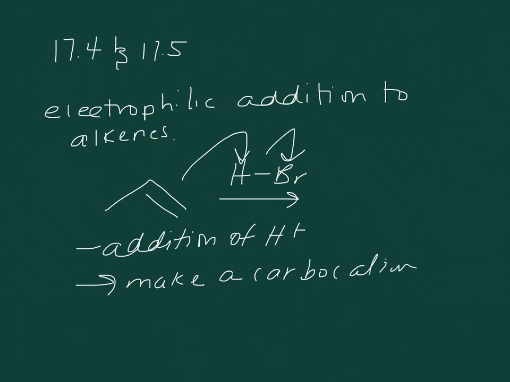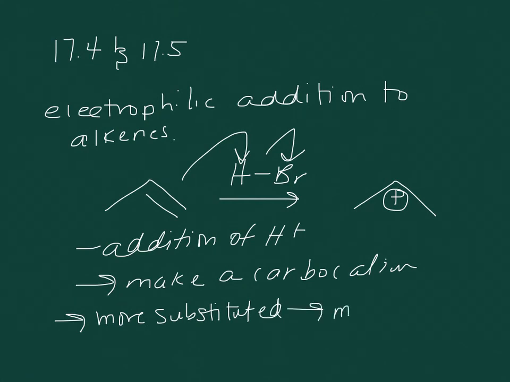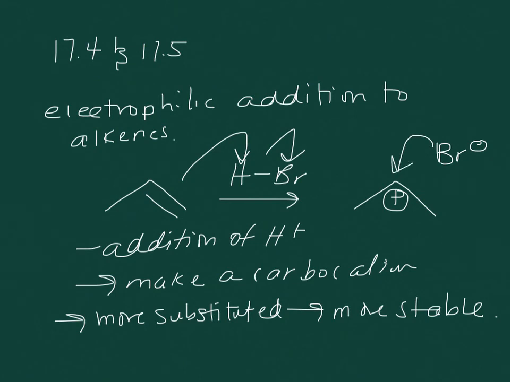If you recall, we're going to form the more substituted carbocation, because this is more stable. In the last part, to complete the reaction, the Br minus adds to the carbocation, and we get our alkyl halide. Now what we're going to do is look at this reaction with conjugated dienes.